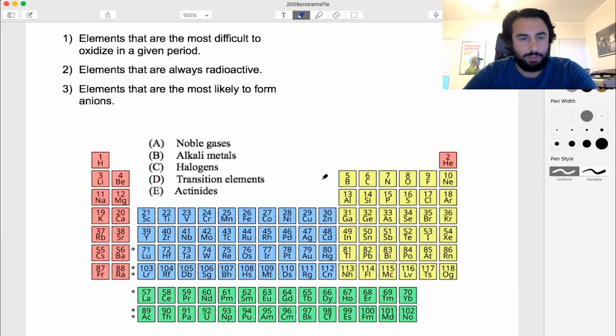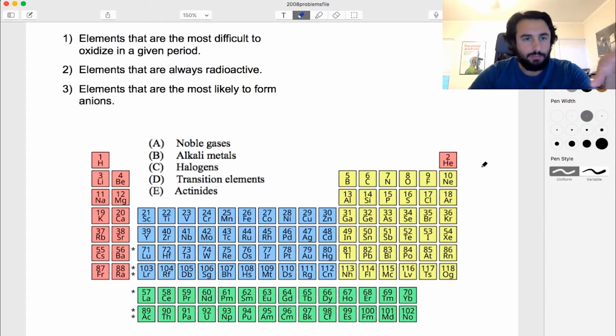Okay, we have a couple multiple choice problems looking at the periodic table. So we have three statements and then some different options about groups or sections of the periodic table that we want to assign here. So number one, elements that are the most difficult to oxidize in a given period. So a period is a row, and oxidizing is a loss of electrons. So which ones are the hardest to remove electrons from?